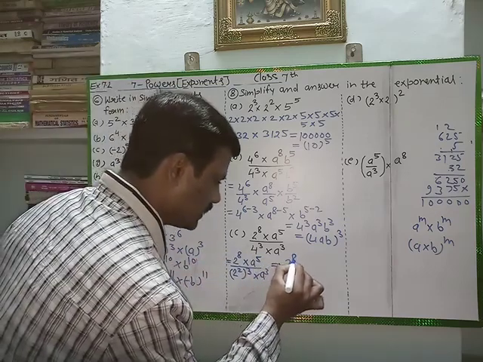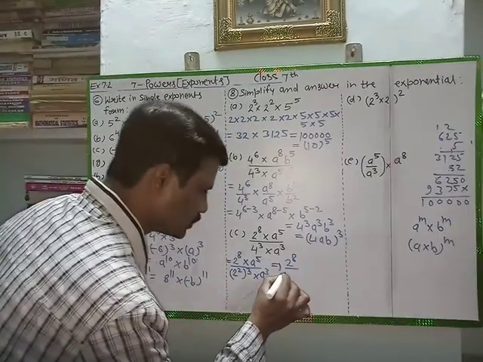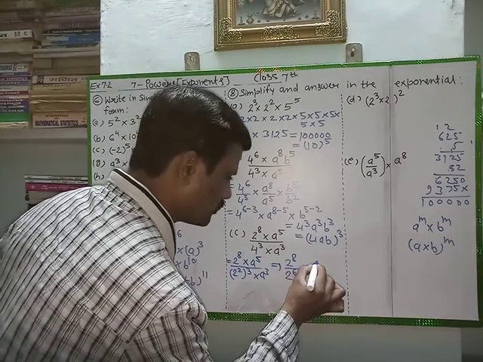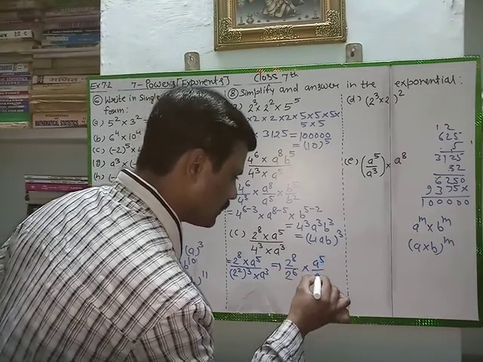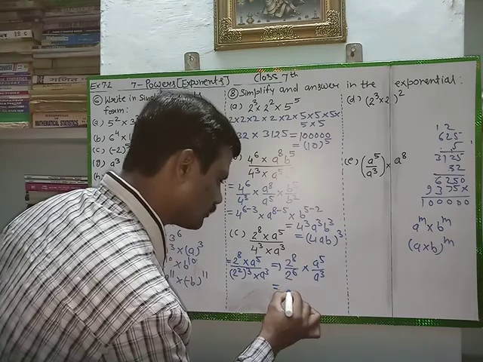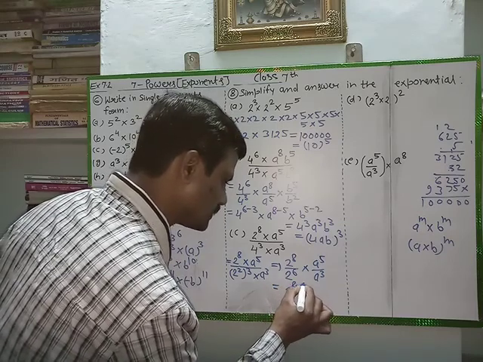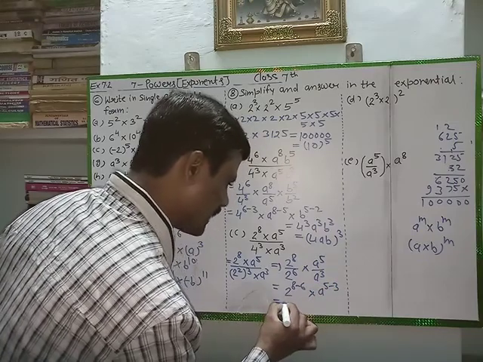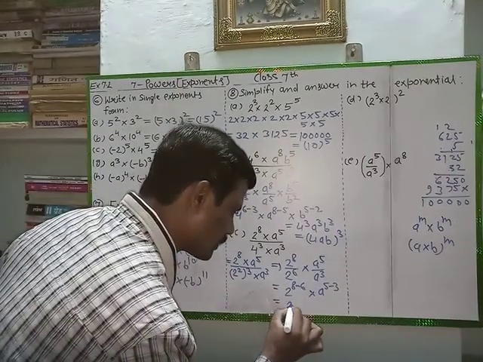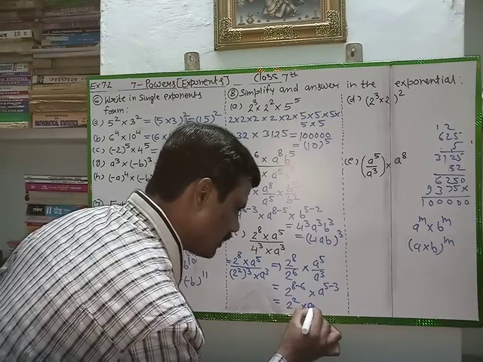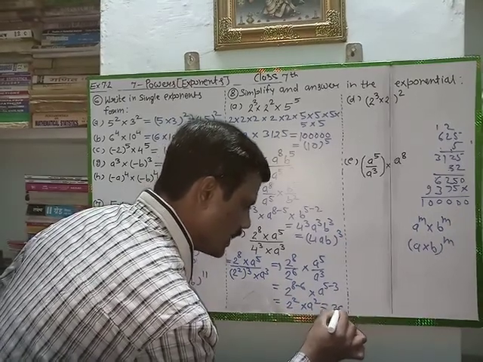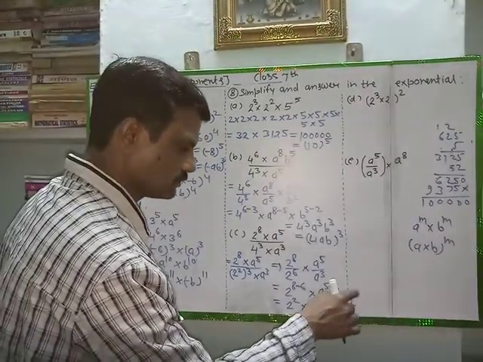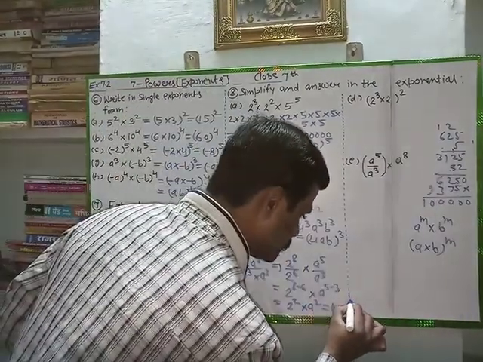2 to the power 8, and separate these terms. 2 to the power 3 to the 6, multiply with a to the power 5 and a to the power 3. So you can write this as 2 to the power 8 minus 6, multiply with a to the power 5 minus 3. So you can write this as 2 to the power 2 multiply with a to the power 2, and this will be 2a to the power 2. Okay, 2a to the power 2.